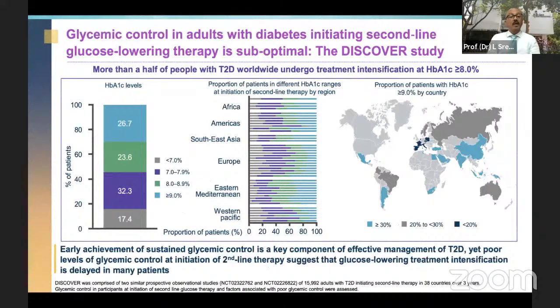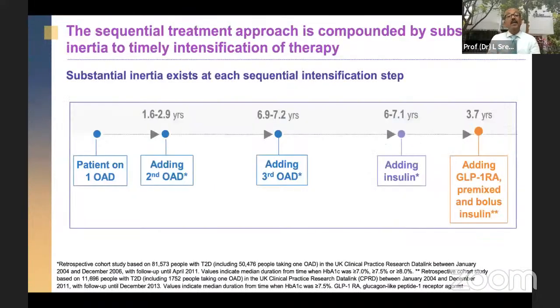Now, this is what I was talking about, the DISCOVER study, which says early achievement of sustained glycemic control is a key component of effective management of diabetes. Poor levels of glycemic control at initiating second-line therapy suggest that the glucose-lowering treatment intensification is delayed in many countries. This is the gist of the study. It's called the DISCOVER study, where the glycemic control in adults with diabetes initiating second-line glucose-lowering therapy is suboptimal. That means we all delay and we have the typical inertia.